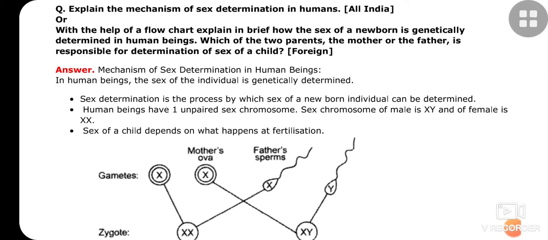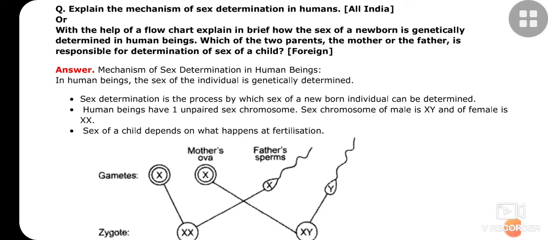Sex determination is the process by which sex of a newborn individual can be determined. If you are asked to define what is sex determination, then this is the answer which you will write, that it is the process by which sex of a newborn individual can be determined.